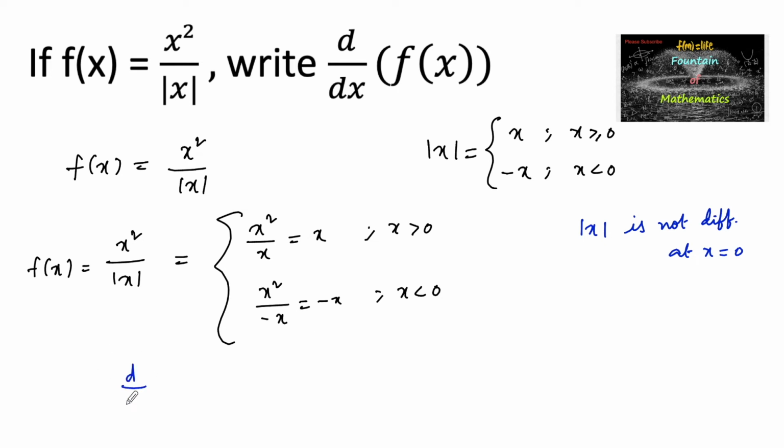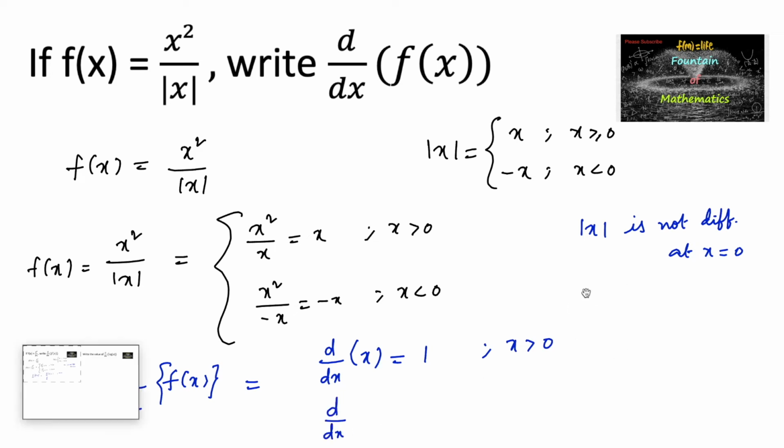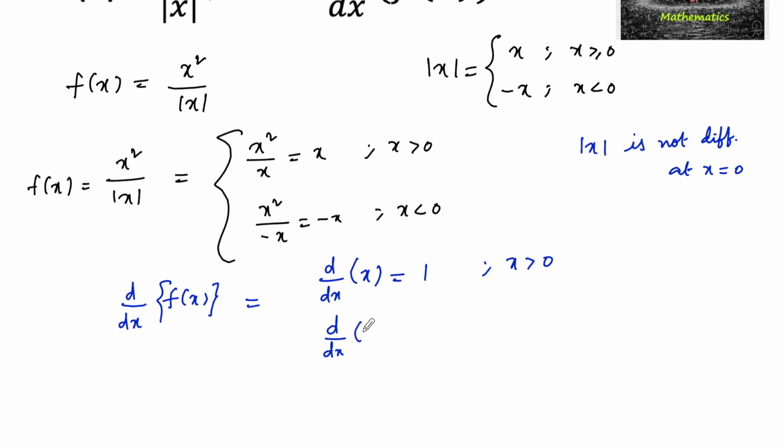Then differentiation d by dx of f of x is equal to, we can have differentiation of positive x which is equal to 1 when x is greater than 0, and d by dx of negative x which is equal to negative 1 in the case of x is less than 0. So we can say the two cases here, plus 1 and minus 1 for x is greater than 0 and for x is less than 0, 1 and minus 1 is the answer.